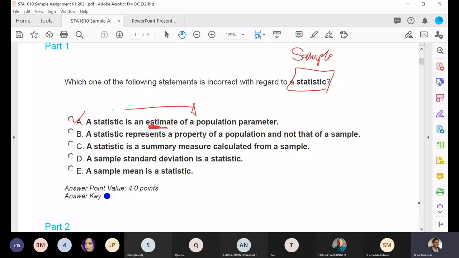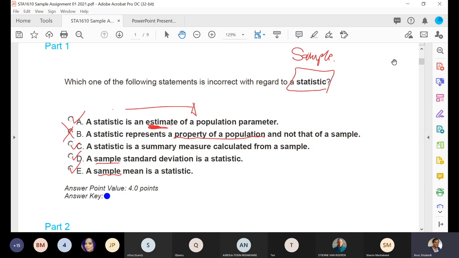Is E correct? Yes, E is correct. Is D correct? It says a sample standard deviation is a statistic. Yes, that is correct. Number C says a statistic is a summary measure calculated from a sample. Oh gosh, we did that in the beginning. Yes, C is correct. B says a statistic represents a property of a population, not of a sample. So that would have been the incorrect one.